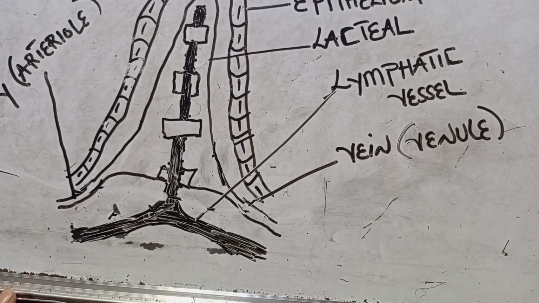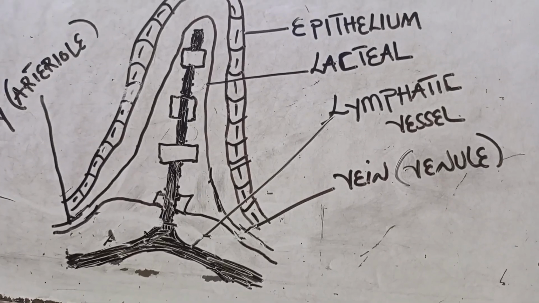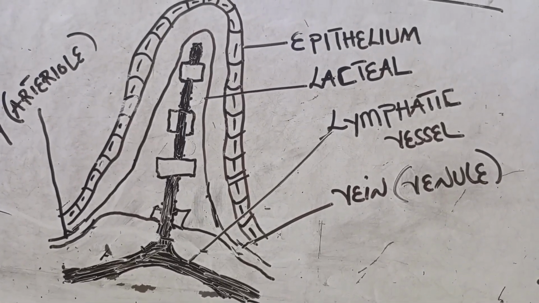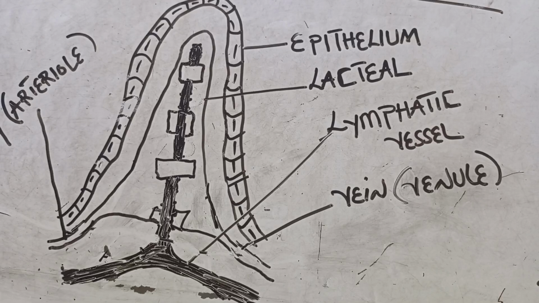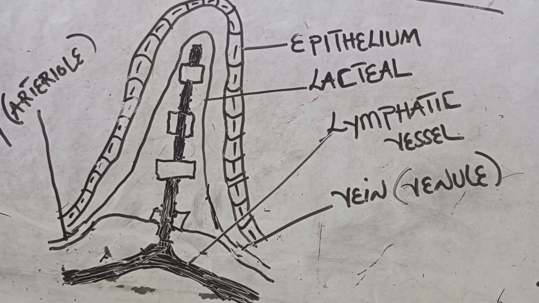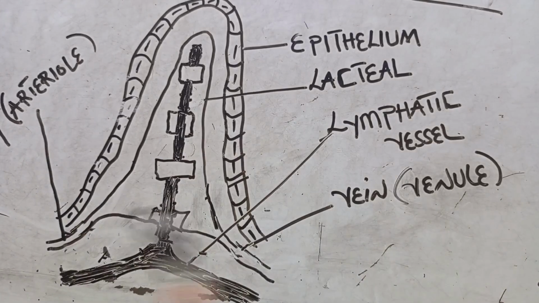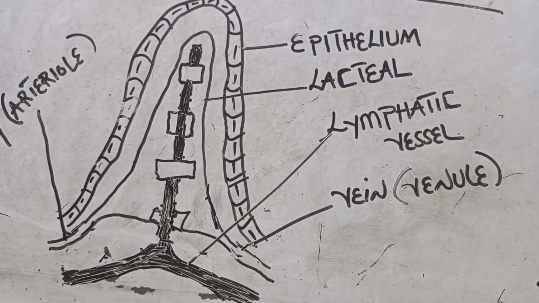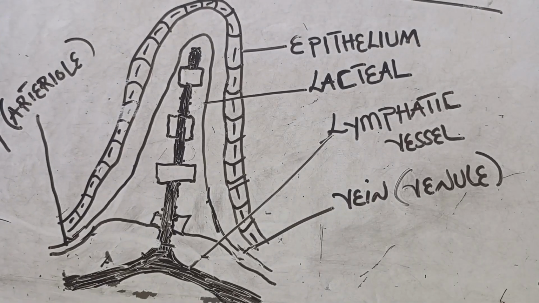So this is the structure of the villi inside what? The ileum. It is because of this structure that absorption takes place in the ileum. It's because of this that we are able to see that absorption is able to take place in the ileum.